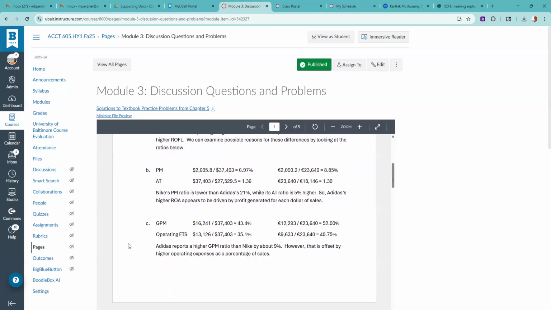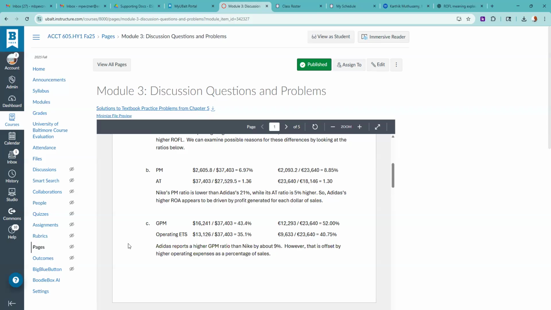Then you have the operating expense to sales ratio. So again, you just need to look up operating expenses in the income statement.